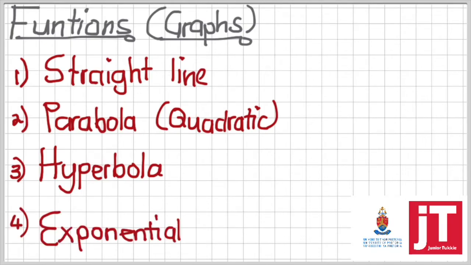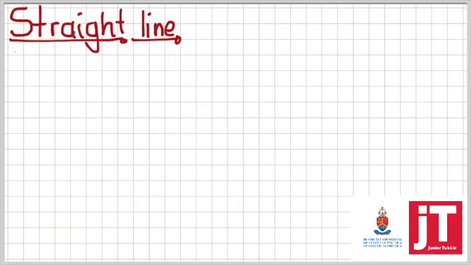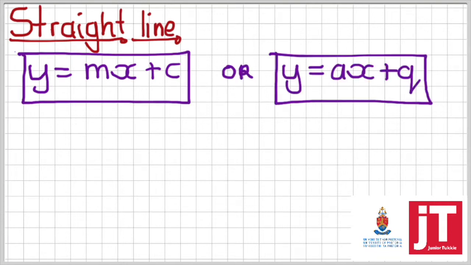We're going to go straight into a straight line. And just to give it more context, we start by stating the general equation of a straight line. Any straight line is given in one of these two forms at grade 10, depending on the textbook that you're using. One will say y is equal to mx plus c. The other will say y is equal to ax plus q, all of which are the same. Again, I said it depends on the textbook that you're using.